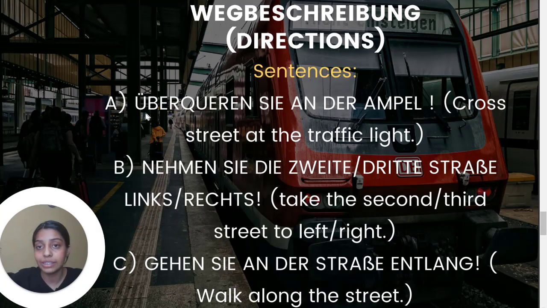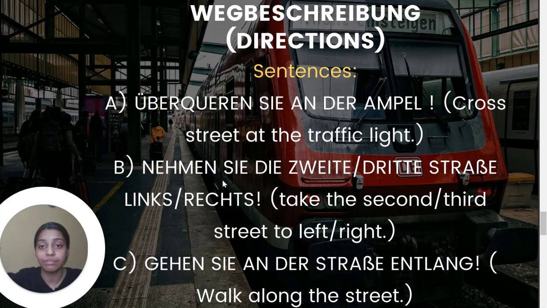Next set of statements can be as follows. Überqueren Sie an der Ampel. This means cross the street at the traffic light. Ampel is the word for traffic light. Überqueren means to cross the road. So überqueren is a verb and we are saying please cross at the traffic light. Überqueren Sie an der Ampel.